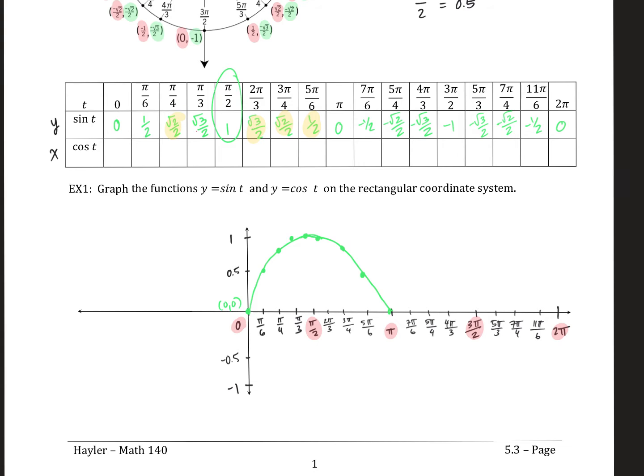At 7 pi over 6, we go into the negatives. So we have a negative half there. Then we have negative root 2 over 2, which is about 0.7 we said, and then 0.9, and then 1. And then it'll head back up in that little pattern that it has, and then it'll hit the axis. So that would be what we would call just one period.